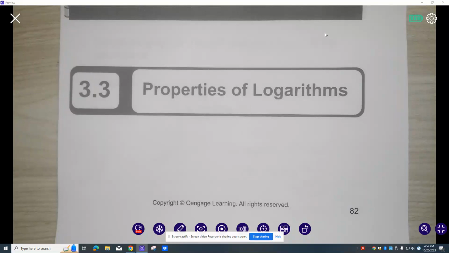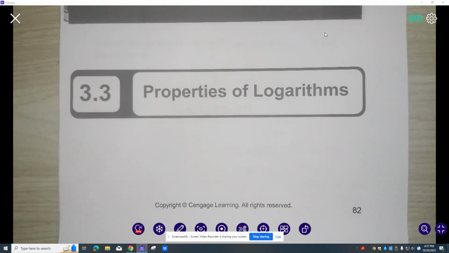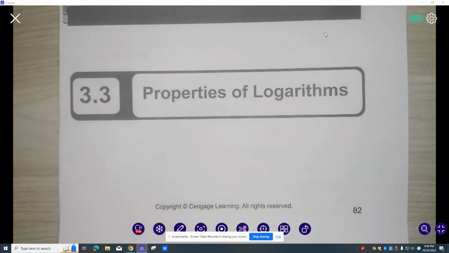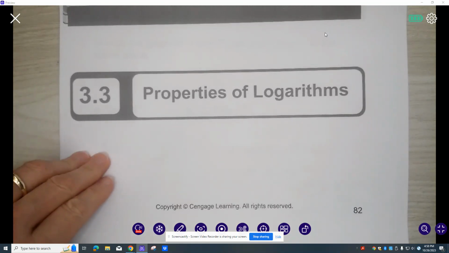This video is for section 3.3, properties of logs. So we're going to spend some time looking at manipulating logarithms, and the goal is to get to where we're solving equations with logarithms in them.